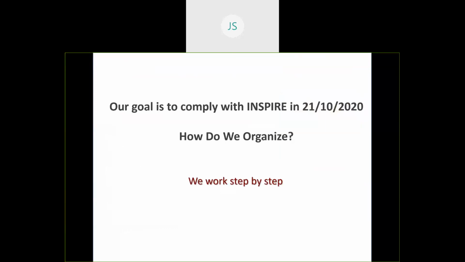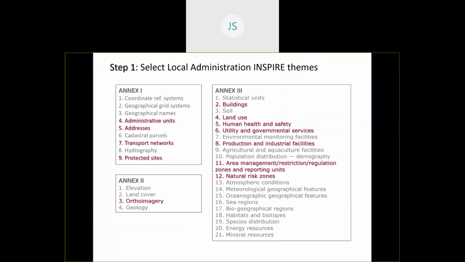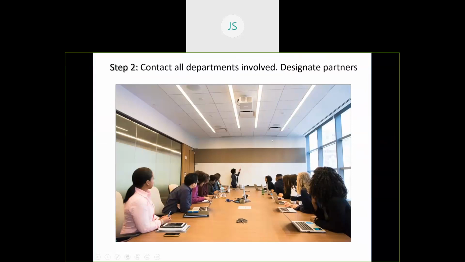Nowadays, our goal is to comply with INSPIRE in October 2020. How do we organize? We work step by step. On the first step, we selected any theme that local administration requires in the exercise of their competence. So, this requires a study of current legislation to choose these 12 thematic areas highlighted in red.